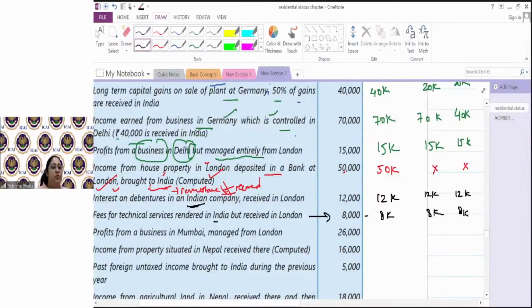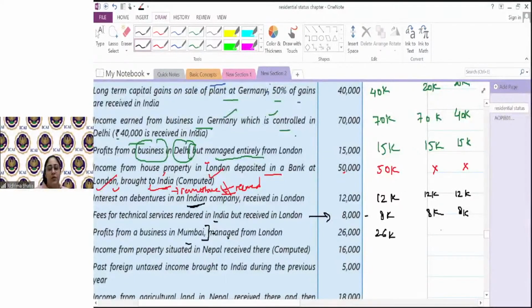Next, profit from business in Mumbai. आगे वो जो मर्जी है. अगर मेरे को अक्रूड इन इंडिया का कॉन्सेप्ट मैच हो गया तो मैं रिसीव जहां मर्जी नहीं देखूंगी. सोर्स इंडिया में मैच हो गया, रिसीव जहां मर्जी है नहीं देखूंगी. बिजनेस सेटअप इन इंडिया है, रिसीव्ड जहां मर्जी है, मैनेज्ड जहां मर्जी है, डज नॉट मैटर.